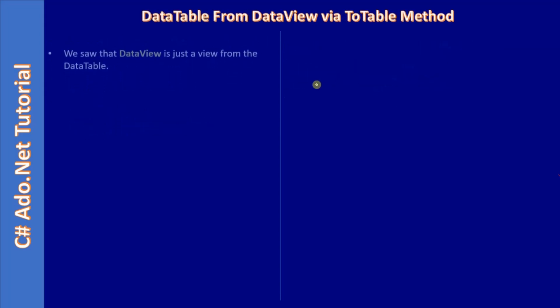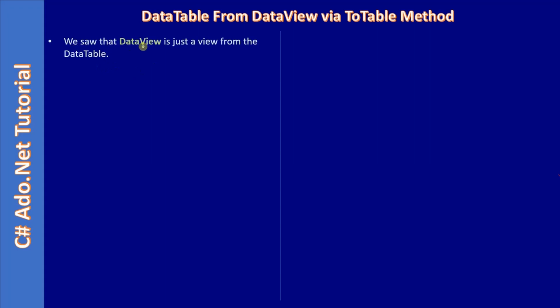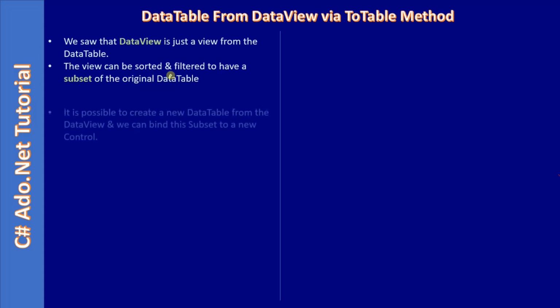Now let's see. We saw that a data view is just a view from the data table, right? We previously used the default view property to retrieve the data view from the data table. The view can be sorted or filtered to have a subset of the original data table. When you filter, as in the last video, using the row filter property, you can filter a subset of data from the default view or the data table, right?